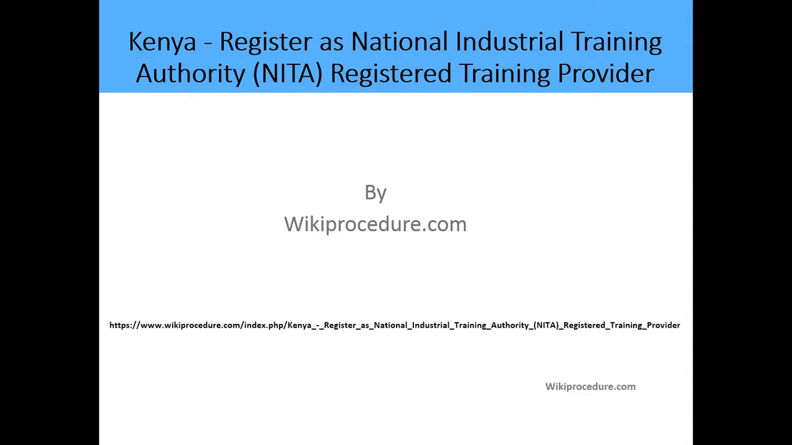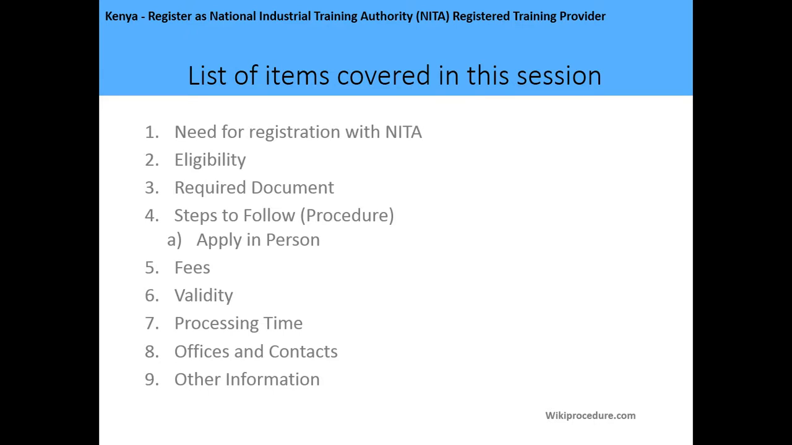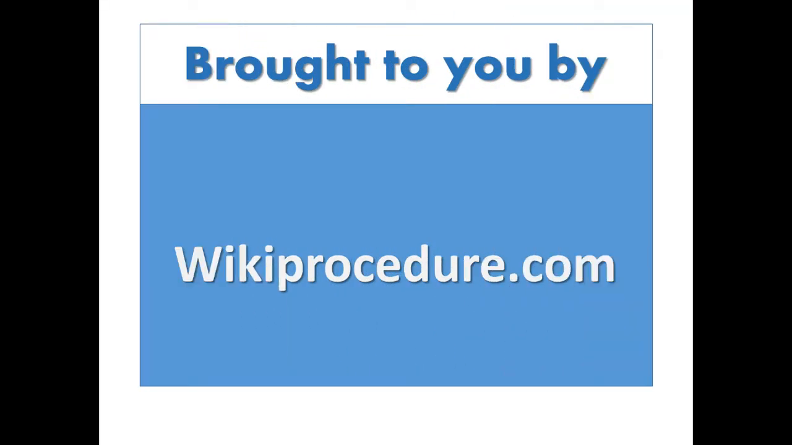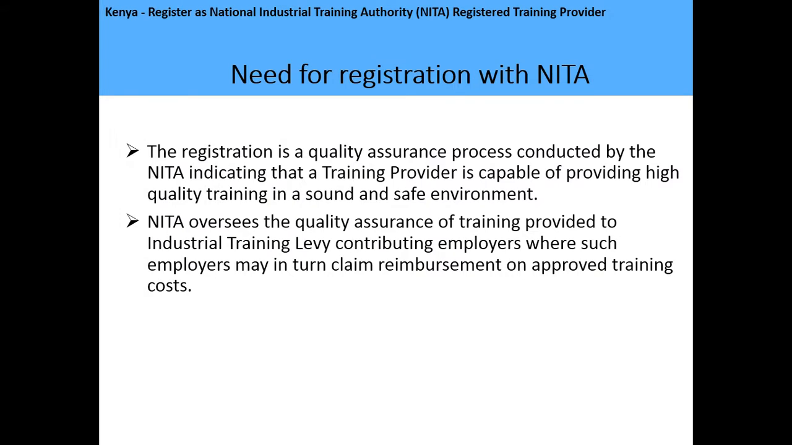The list of items which we are going to cover in this session include the need for registration with NITA, that is the National Industrial Training Authority, the eligibility, the required documents, steps to follow in making the application, the fees, the validity period, the processing time, office location and contact information, and any other information that we may find relevant on how to make the application for registration. So welcome to our presentation today, which is brought to you by wikiprocedure.com.